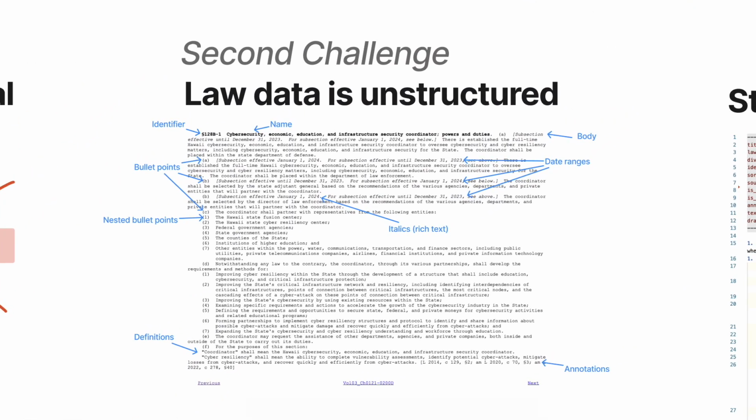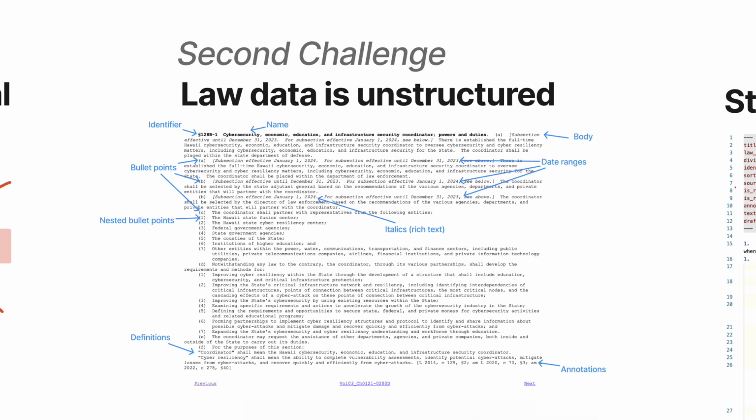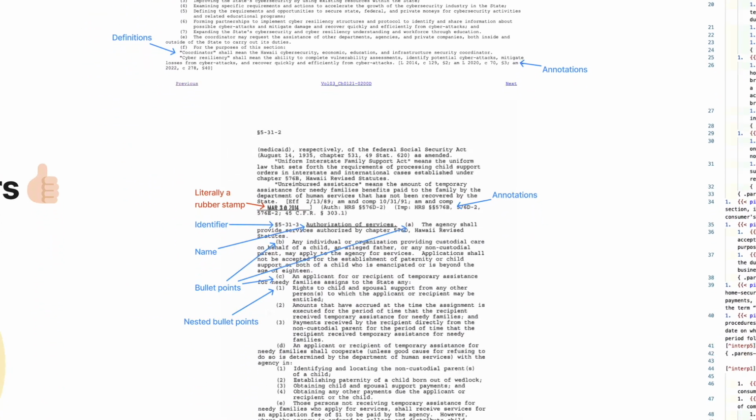The second technical challenge is that individual pieces of law data are unstructured. On the screen is an example of a law from a website. You can see that we've labeled a couple of things that are relevant to this law. There's an identifier, a name, and text. But it's just text. There are a couple of hints that we can use to start to derive the law's meaning: indentations, bolded font, and italicized font. But really, it's just a wall of text.